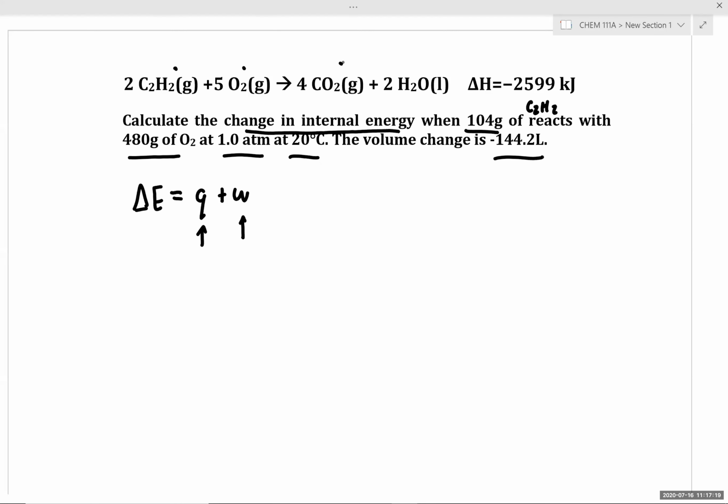Wait, why is the number so small? The enthalpy is already in kilojoules. Yep, the enthalpy is already in kilojoules, so you don't need to divide. Yep, exactly right.